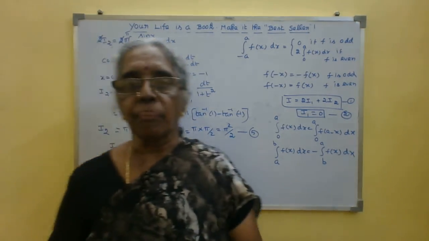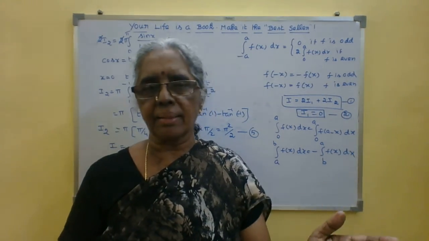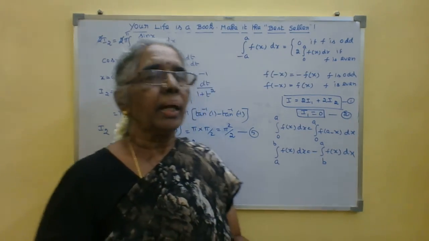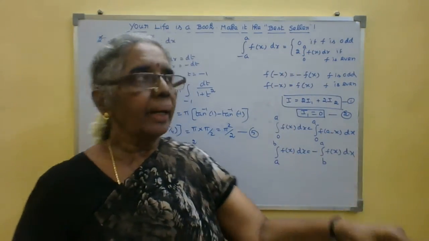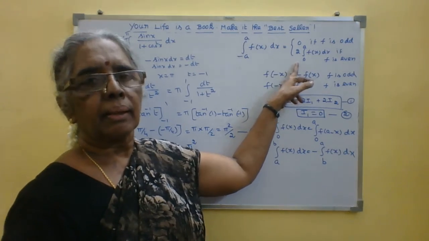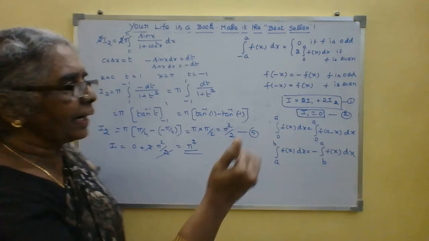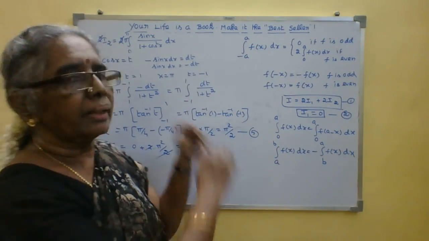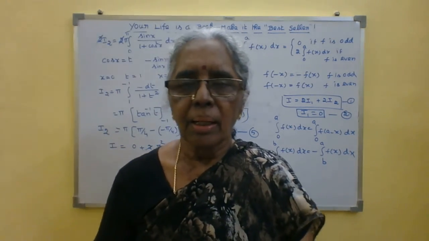So this sum, first what did you do? You split it into 2 parts. Then you applied that minus a to a property. In one part it became an odd function, so you got 0. In the other part, in I2, it was even, so you used this. Then after that you split it, you eliminated the x using this property, and then you used substitution, then you arrived at the result. Do you understand this sum?